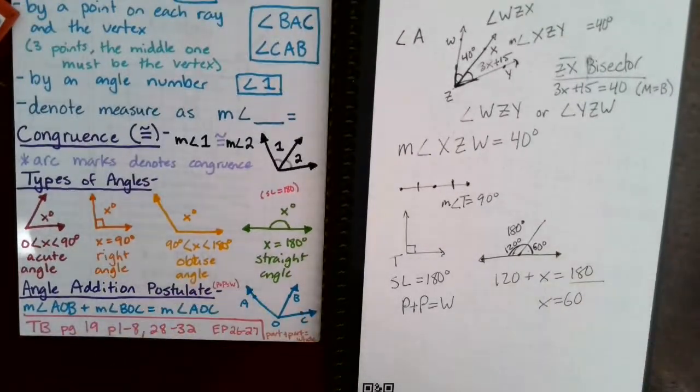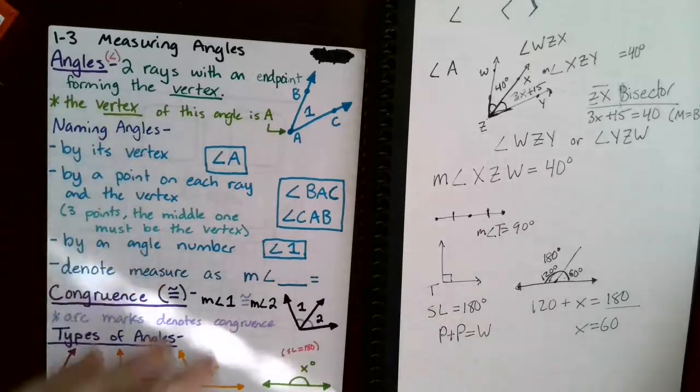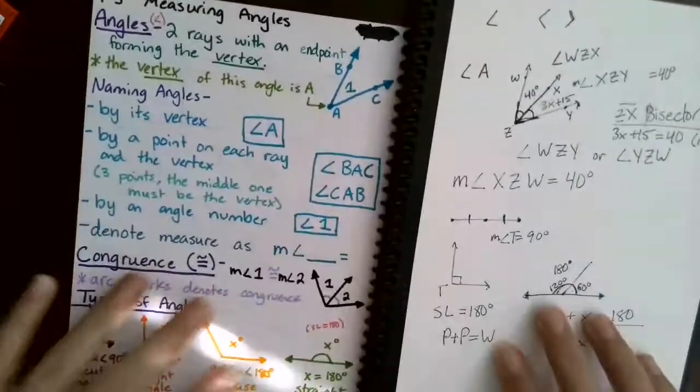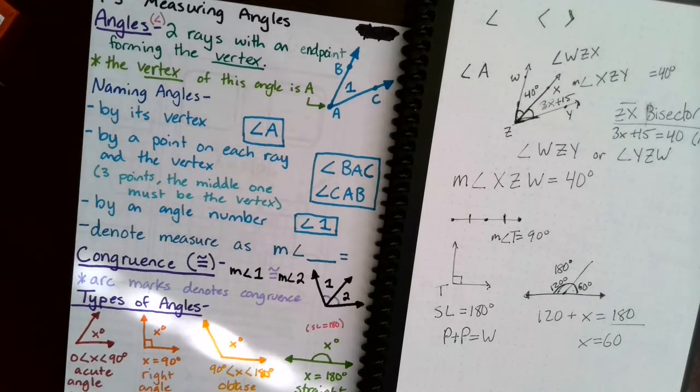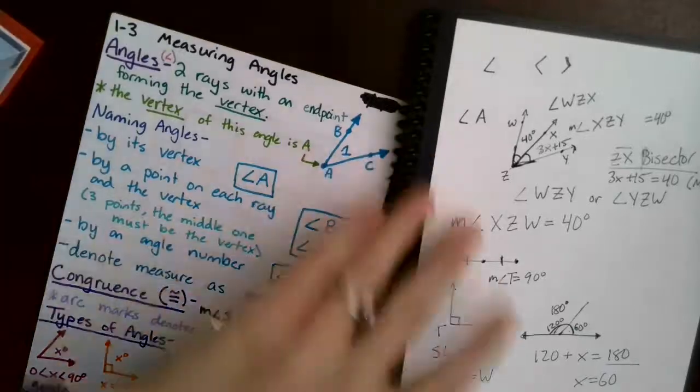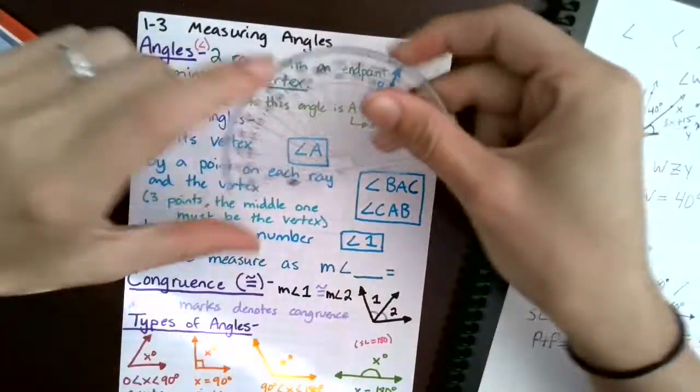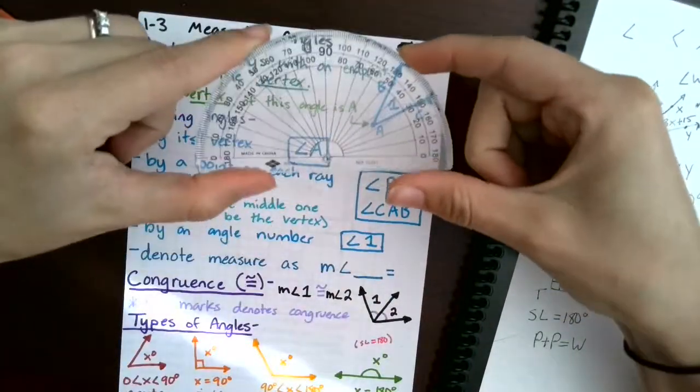With measuring angles, I want to actually measure an angle here. So I have a protractor somewhere. Right there. Lost my protractor. And I want to show actually how to measure an angle using a protractor, okay?